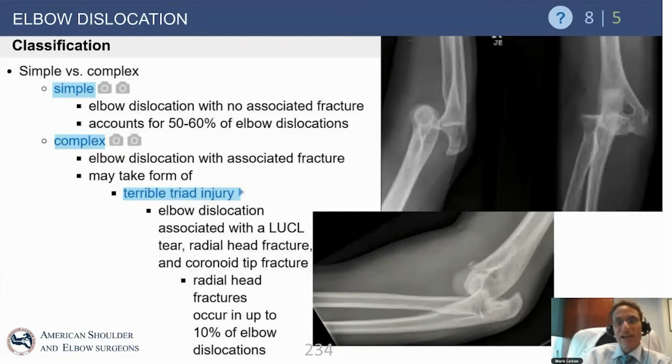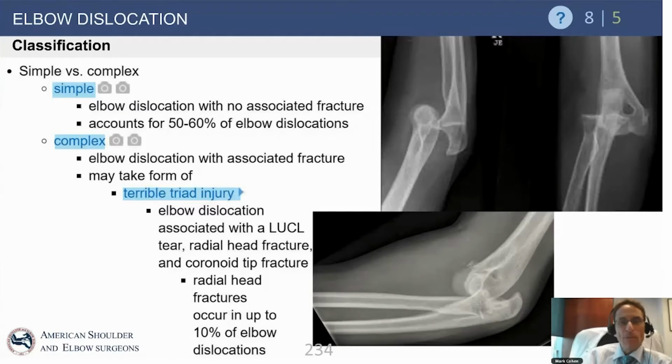This is, again, the elbow. If you start to look at your X-rays in the emergency room, when people dislocate, you'll start to see the radial head and the forearm are most commonly posterior and they're lateral. And elbow dislocations from a treatment standpoint can really be classified into simple and complex.